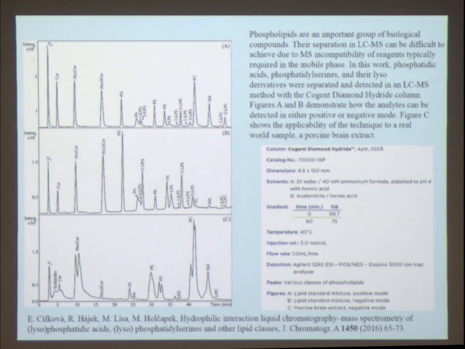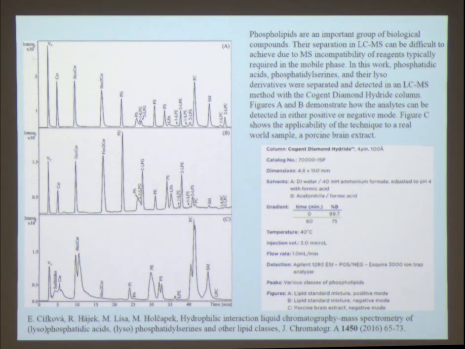And here's another group of compounds. These are phospholipids. This was again done by another laboratory. They were unable to separate this very complex mixture here at the top using the HILIC material, but on the silica hydride material, they got excellent separation of most of the compounds and were able to do some good quantitative work as well. This material is the Cogent Diamond Hydride.